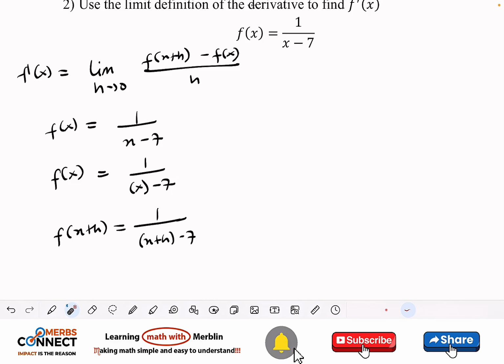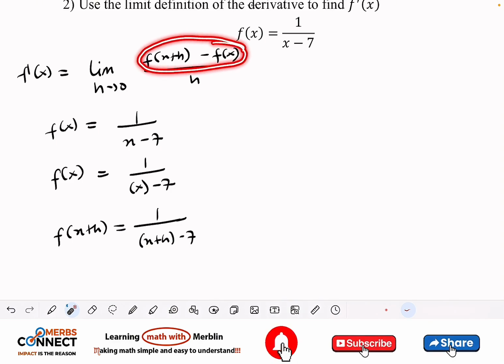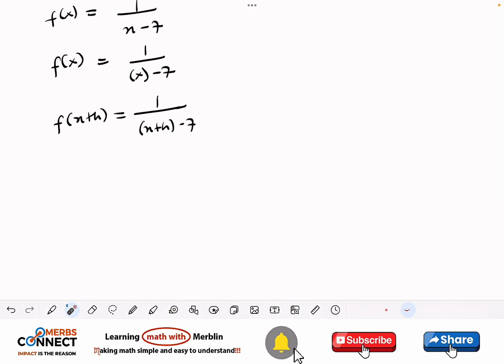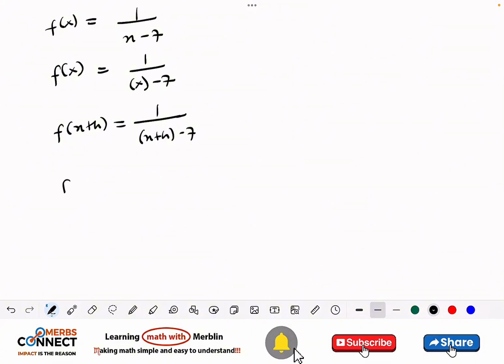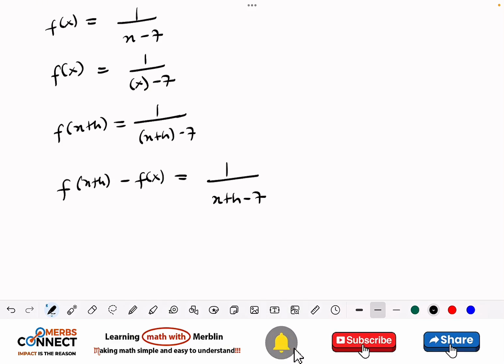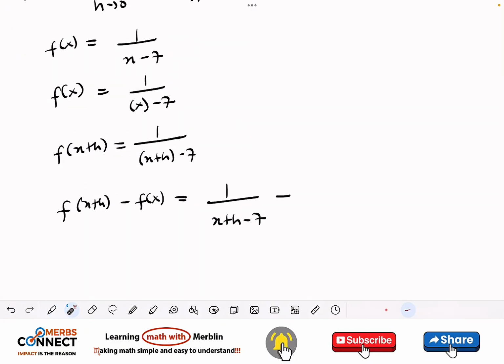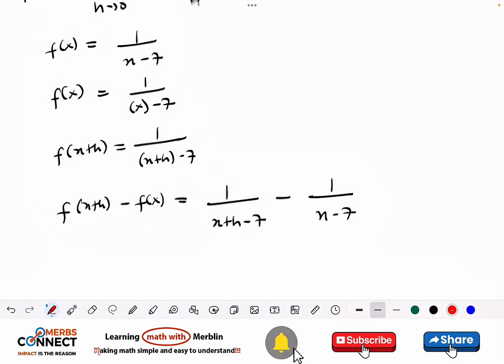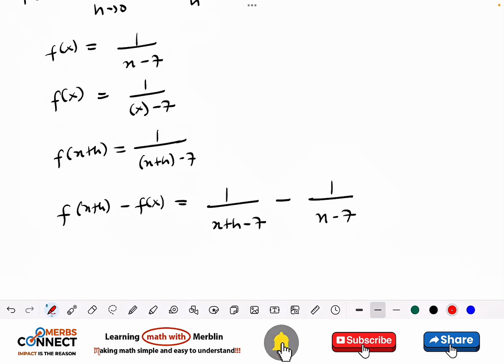So now I have this guy here. I have this also guy. So what I need to do now is find what is on the top, as we did for the polynomial function, but this is a different function. So f(x+h) minus f(x) is going to be 1 divided by x plus h minus 7, minus f(x), which is 1 divided by x minus 7. Good.